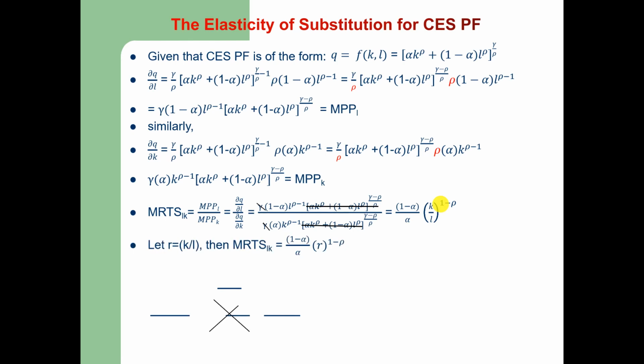In order to simplify this, let me define that R is equal to the ratio of capital and labor. Then I can write the marginal rate of technical substitution of labor for capital as 1 minus alpha divided by alpha times R raised to the power 1 minus rho. So R is basically a replacement for this.